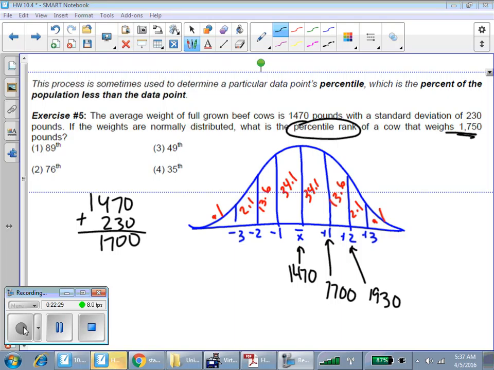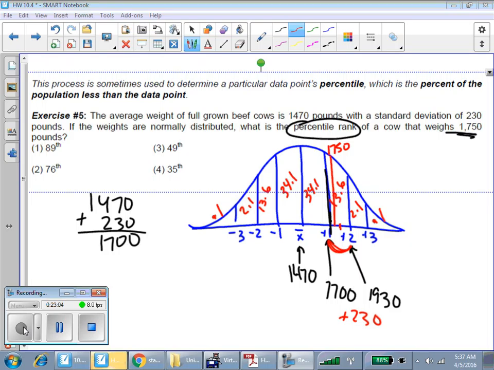So if this is 1700 right here, then 1750 is just 50 more. It's not quite from 1 to 2, where we gain 230 because that was our standard deviation. Half of 230 is like 115, so 1750 is basically a fourth of the way between 1 and 2. So it's right here. We just want to think about what percentile that would be.